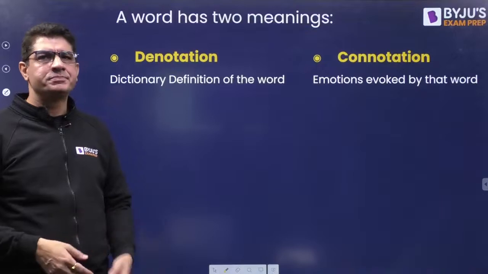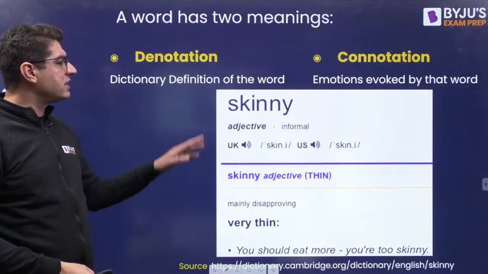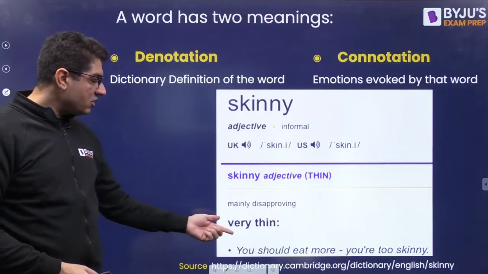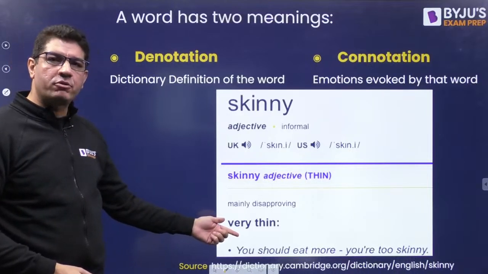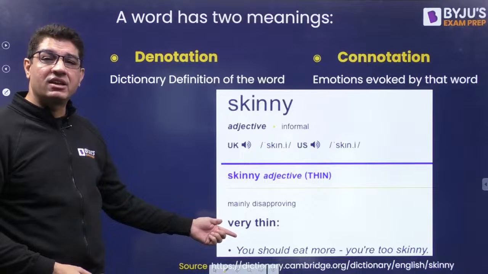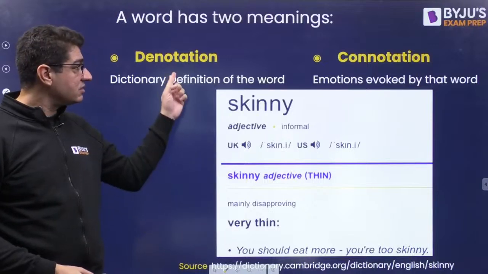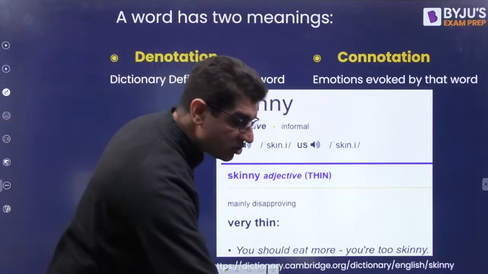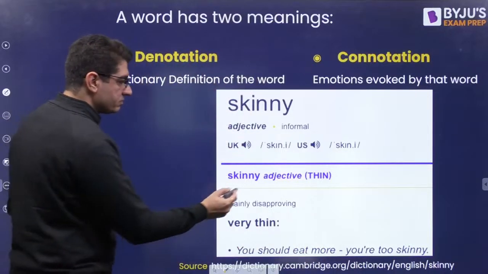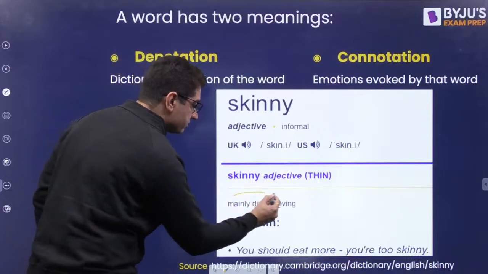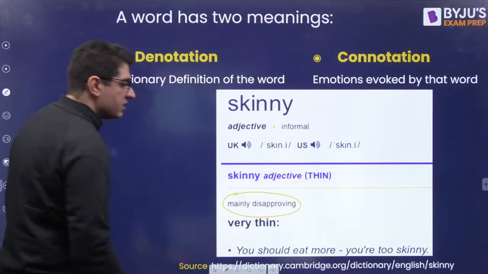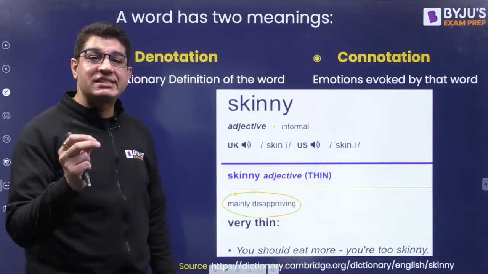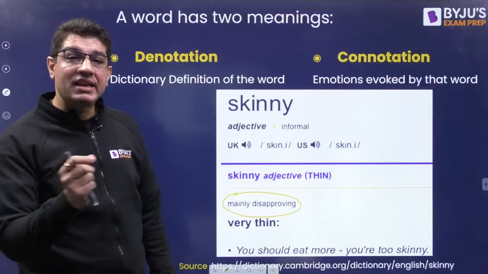For example, let's have a look at this word called skinny, right? Now, the meaning of skinny is fairly straightforward. Somebody who is very thin. But then, so that's the denotation, that's the dictionary definition. But look at a couple of extra things on this page. You see this part? Mainly disapproving. So this tells you that skinny is a negative word.